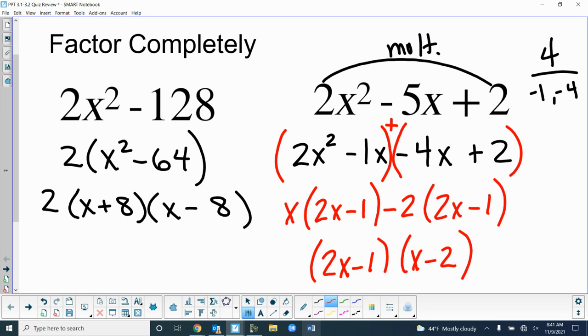We hadn't done factoring for a while, so I wanted to practice a couple more. Okay? Some of you were struggling a little bit when you started yesterday, this practice quiz.